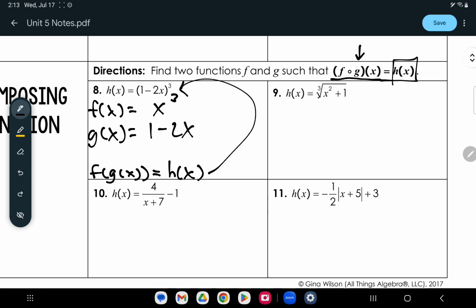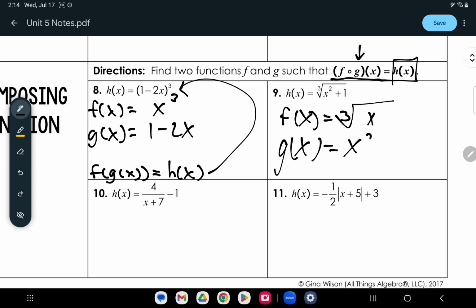So, like in this one, my outer shell is the cubed root. So f of x would be the cubed root of x. And then g of x, the input function, would be that x squared plus 1. Right? Now something like number 10, I can see a couple different ways.